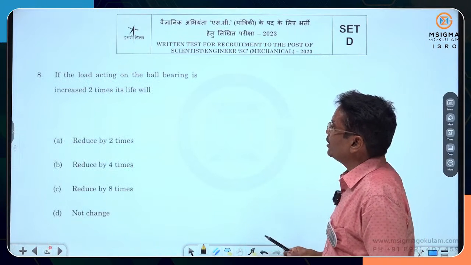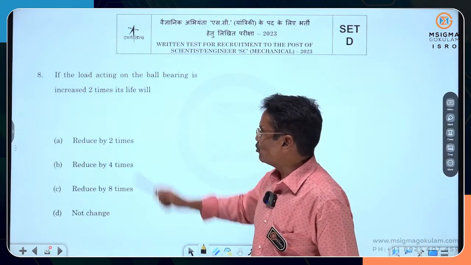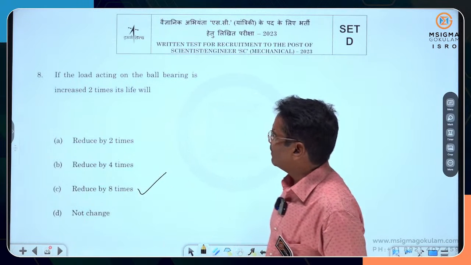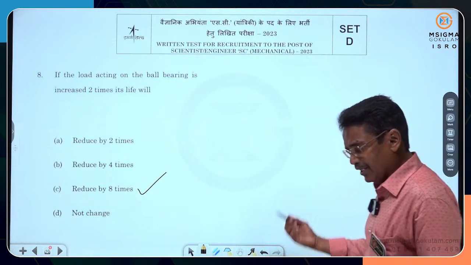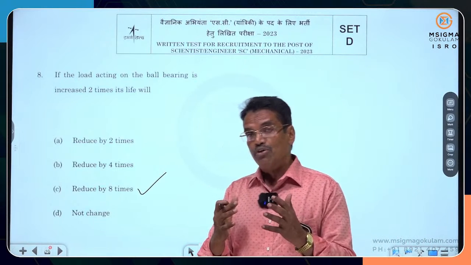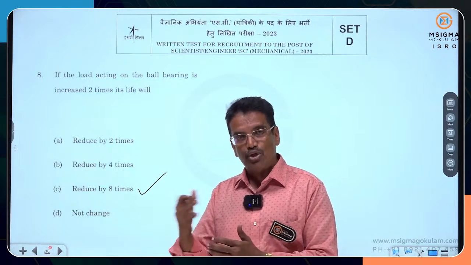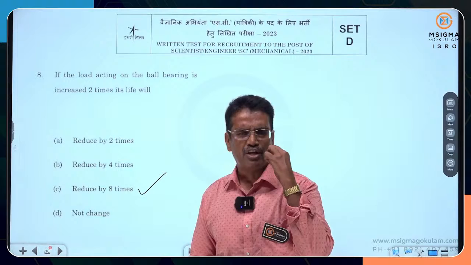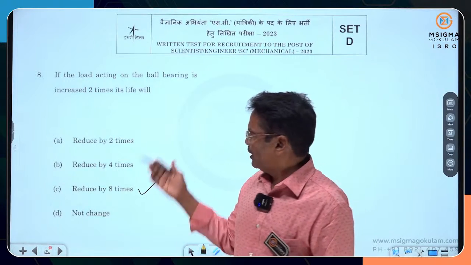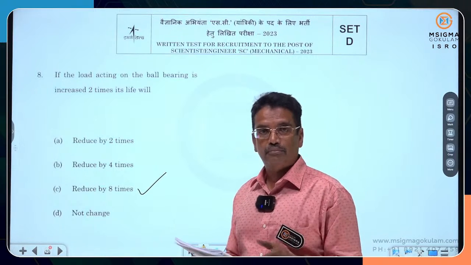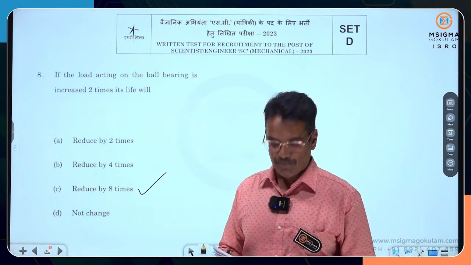If the load acting on the ball bearing is increased 2 times, its life will reduce by 8 times. See, some questions are straight questions, and some questions were a bit complicated. As you keep doing the previous papers, you will see that some questions are very straight, just by reading the problem you can answer. But some questions need calculation and logic application.